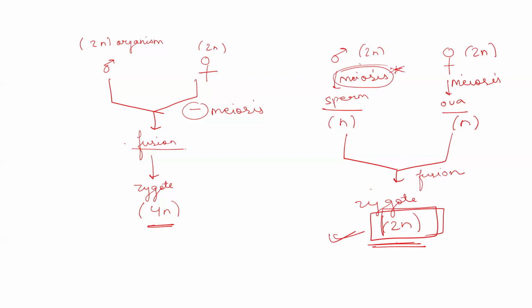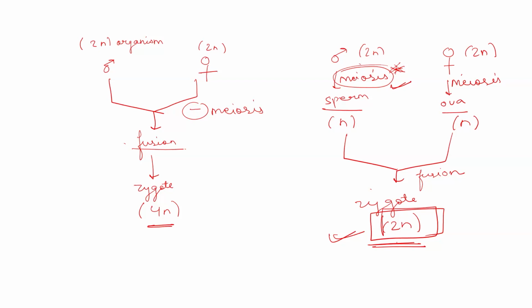So this is the importance of meiosis. In certain stages, where we need to have the organism with the same number of chromosomes, like during sexual reproduction, where there is a fusion of the gametes, the gametes need to first be developed into the haploid state so that their fusion results in the diploid zygote.